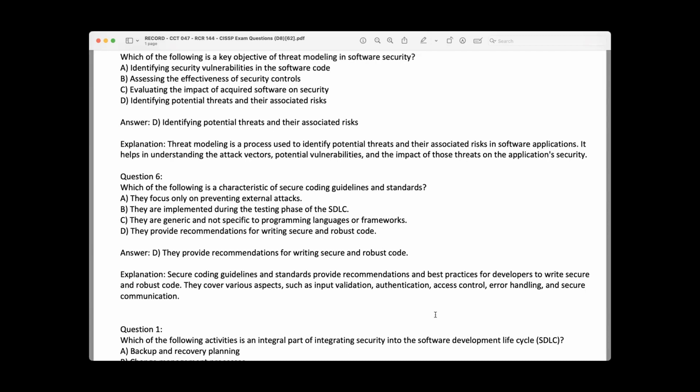They provide input validation, authentication, access controls. All of those pieces are tied into that. Now the cool part is if you have that already defined, you can potentially have that set up in a CI/CD pipeline. And so you are good to go.